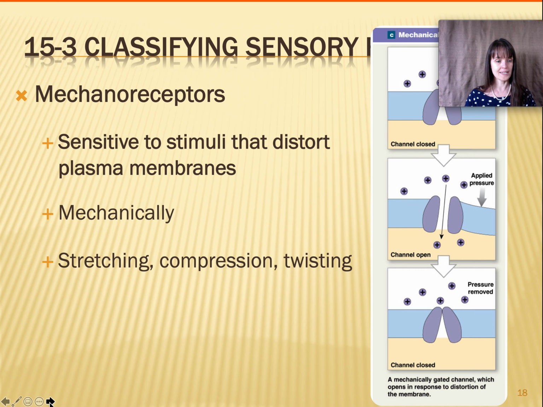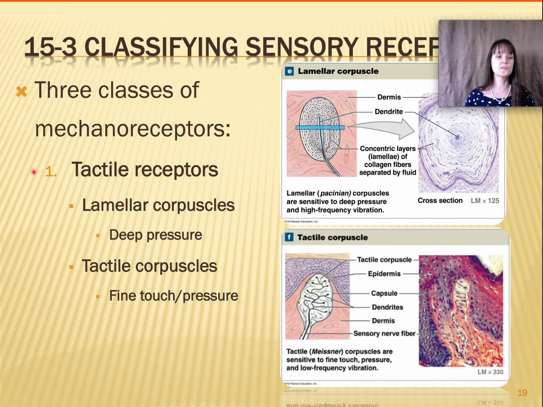Now, there are 3 classes of mechanoreceptors. First are the tactile receptors. There are 6 different types of tactile receptors. They're very interesting. We are only doing the 2 that we're learning for lab. So first are the lamellar corpuscles, and the lab term still calls them lamellated corpuscles. The previous name for them was Pacinian corpuscles. And they are in the deep dermis and monitor deep pressure. As you can see, it's a sensory structure with onion-like layers of connective tissue around it.